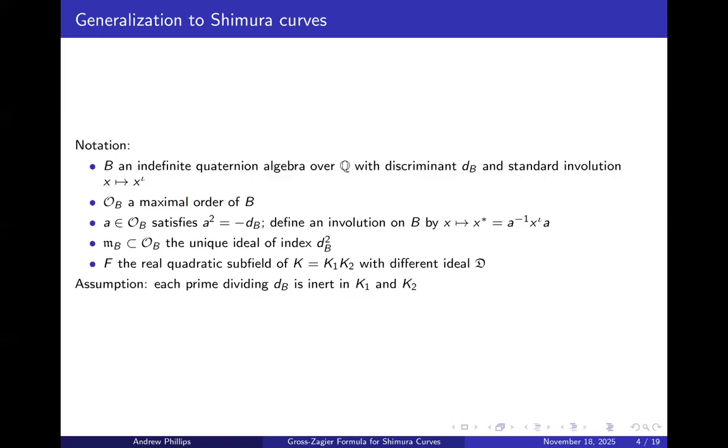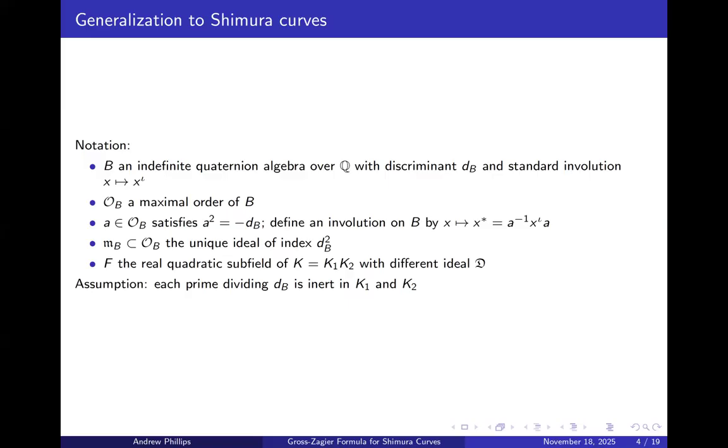And then we fix a maximal order O_B of B. Just to point out, if you have an indefinite quaternion algebra over Q, any two maximal orders are conjugate by elements of B cross. So all maximal orders are actually isomorphic, a consequence of strong approximation. So we're just going to fix one of them. It's not too bad to just deal with one of them here.